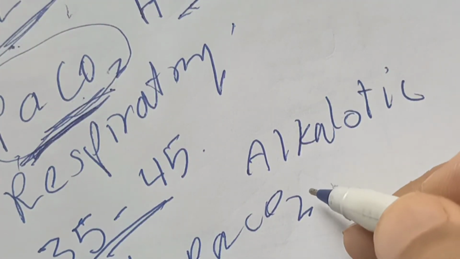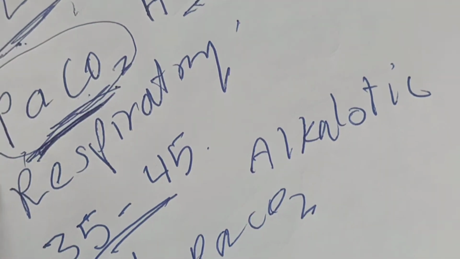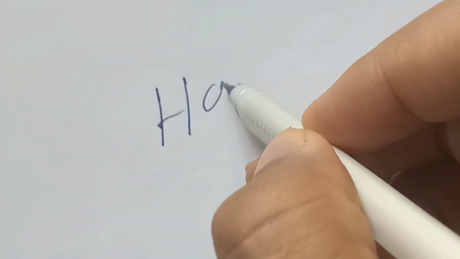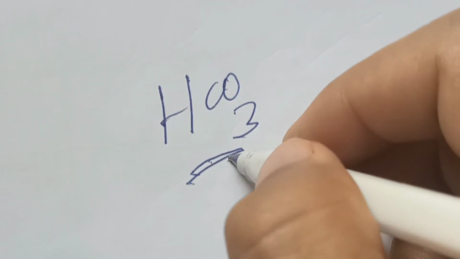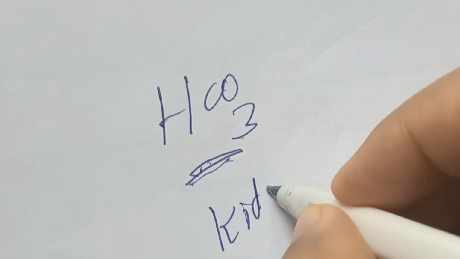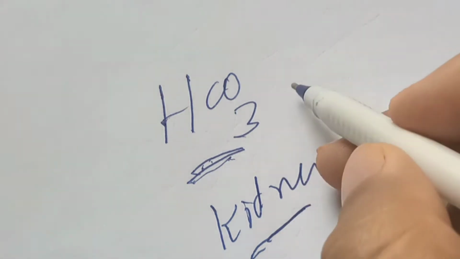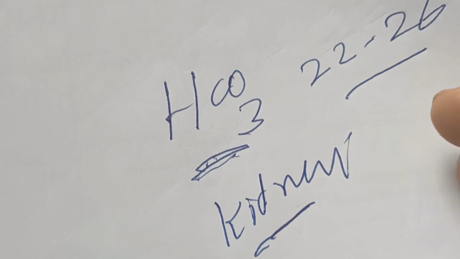Okay, we'll come to the third part of ABG: the bicarbonate, HCO3. It is the buffering system of the kidneys. What is a normal bicarbonate? From 22 to 26. Now we'll come back to ABG interpretation.